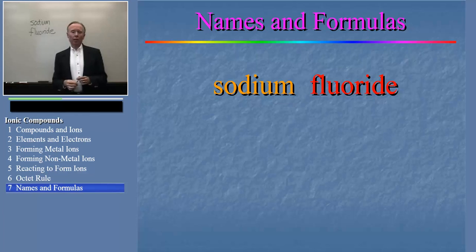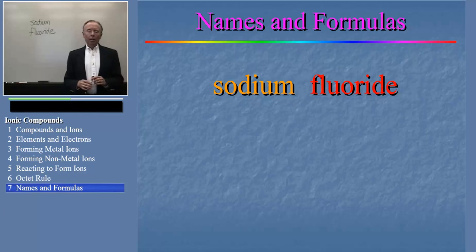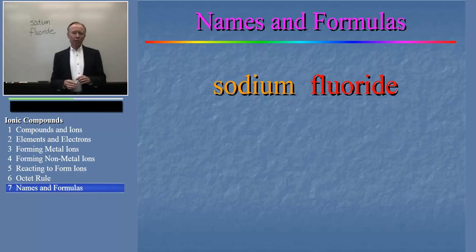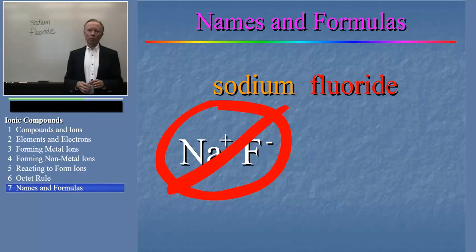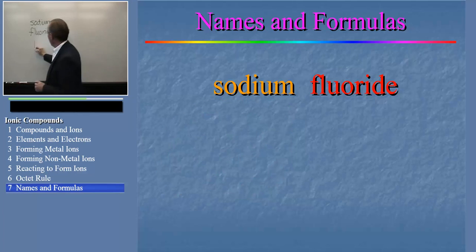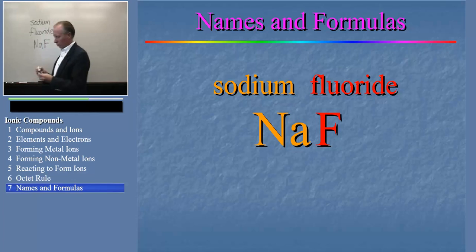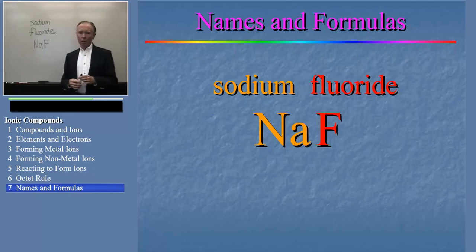Let's talk about how we write the chemical formula of this compound. The chemical formula is a shorthand way of representing how many atoms of each element are in the compound. Now, you've already learned that the compound really consists of one Na+ ion and one F- ion. So you might think we'd write the formula Na+F-, but we don't. We leave off the charges and write simply NaF. And we assume that a good chemist will know that the charges are there.